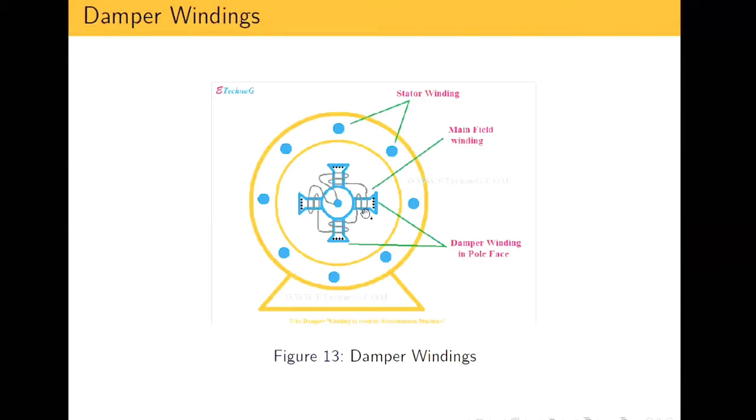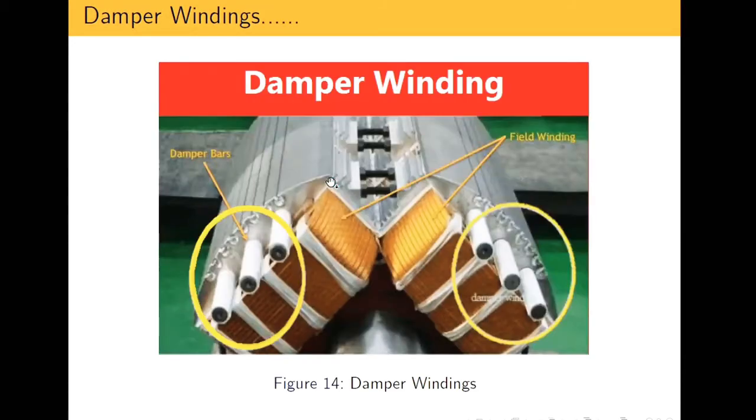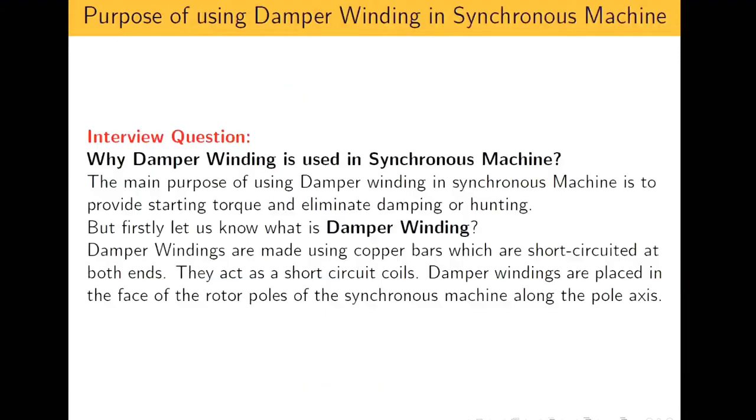You can see this everywhere. We have the phase of the pole. Damper windings are placed in the phase of the rotor poles of the synchronous machine along the pole axis. So this is the location of damper winding, and how they are made up of copper bars and short circuited at both ends. They act as short circuit coils. Now this is what is called damper winding.